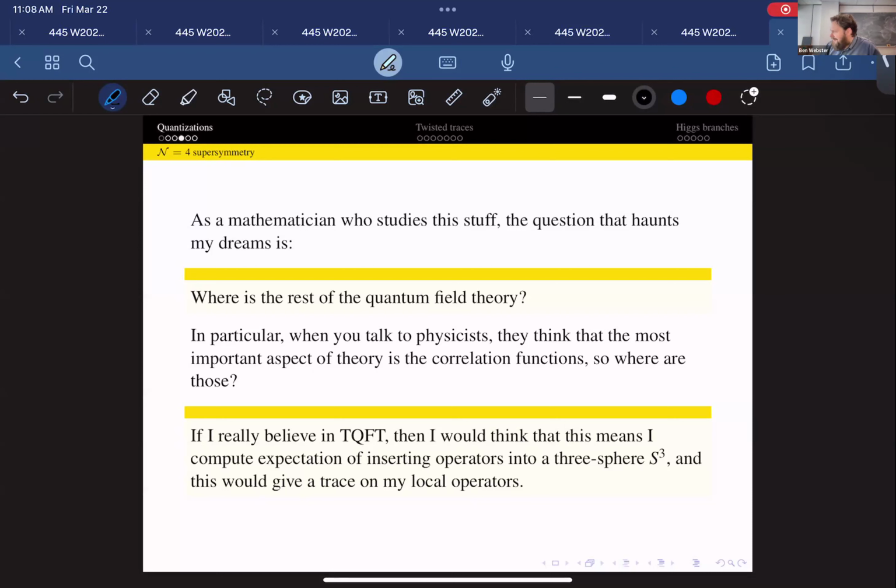So what I'm slowly working on trying to understand is how do we bring some of that information of the correlation functions over into the mathematics and think about it as an object we can understand.